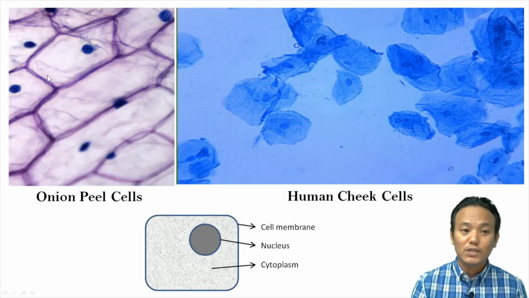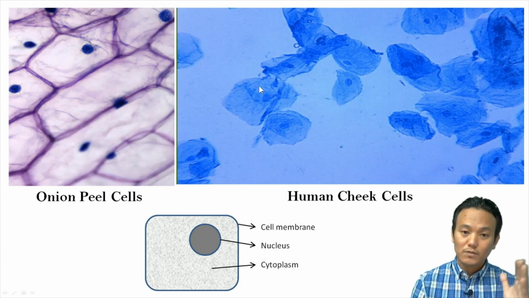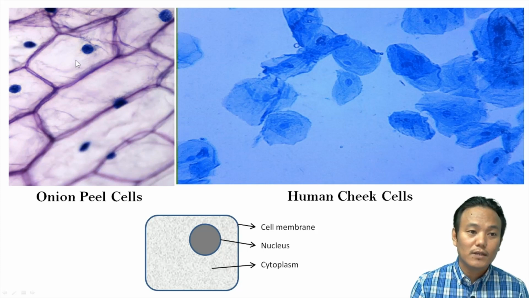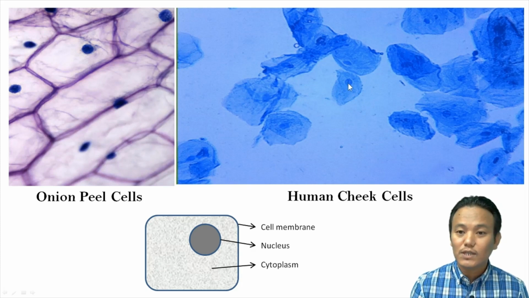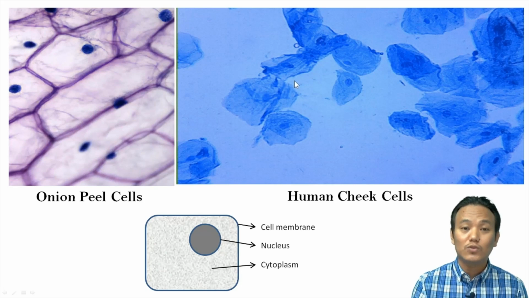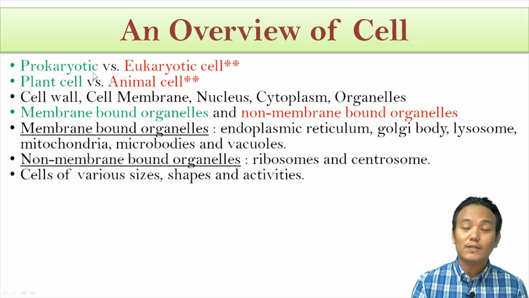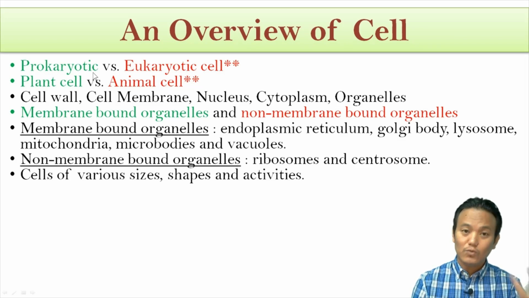The onion peel cell and human cheek cell are eukaryotic cells. They have got a true nucleus. The dark staining region over here, this is a nucleus. The dark staining region over here inside the human cheek cell, that is a nucleus. So they both contain a true nucleus, so they are both eukaryotic cells. Whereas prokaryotic cells do not have a true nucleus. Chromosome, DNA, it is floating within the cytoplasm.